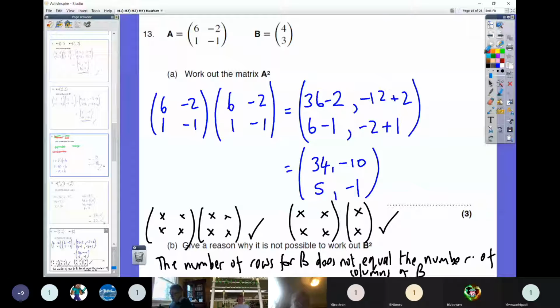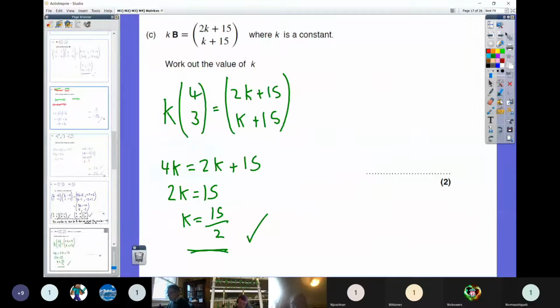So yeah, notice part b. Give a reason why it is not possible to work out b squared. Well, that's what I was saying earlier on. You need to have the number of rows from b equaling the number of columns of the other one, okay? Part c, straightforward. That's just a 2 by 1 and finding out the numbers that are missing.